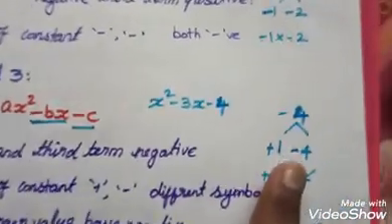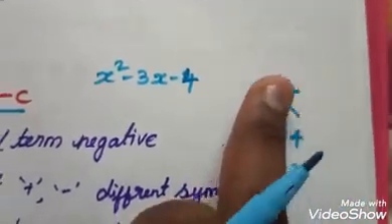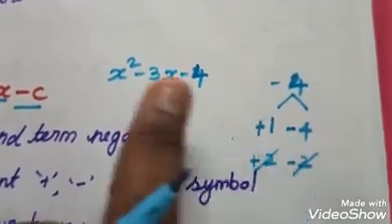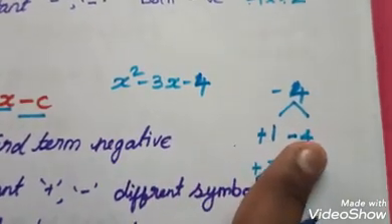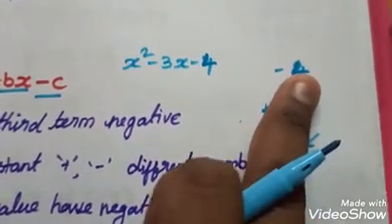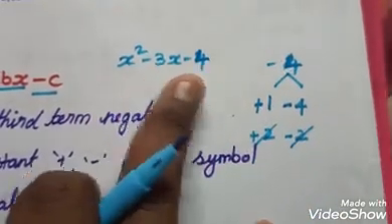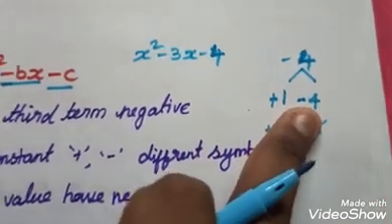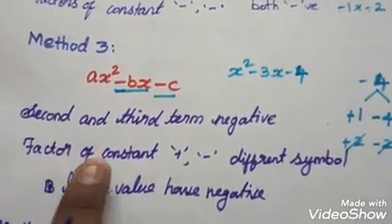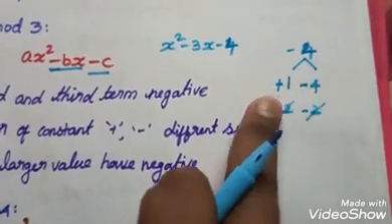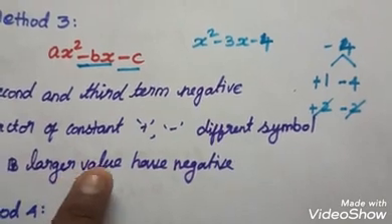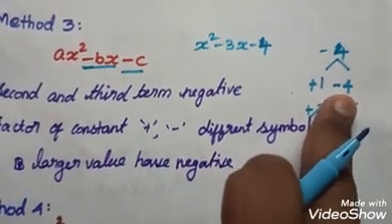So here you have to see plus into minus, minus 4 by the product; we get minus 4. And then plus 1 and minus 4. Here 4 is bigger, so we put minus, and with different symbols we subtract: 4 minus 1 is 3. So plus 1 and minus 4 are the factors for this. For minus 4, we split the middle term by plus 1 and minus 4. In this condition you have to carefully see that the factors of the constant have different symbols. And another condition, with different symbols the larger value is negative. So we take negative for the larger value.